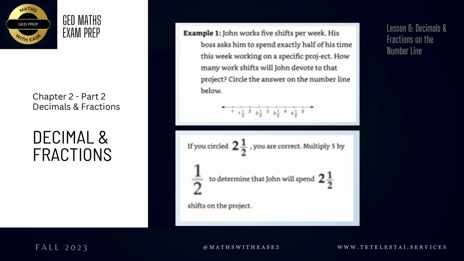If you were to rewrite 5/2 as a mixed fraction, 2 goes into 5 two times. That's your 2 right here. 2 times 2 is 4. 5 minus 4 is 1, which you see reflected in the numerator, and your denominator is 2. And so that's your answer. John will spend exactly 2.5 shifts on the project, or he'll need to work 2.5 shifts to complete the project.